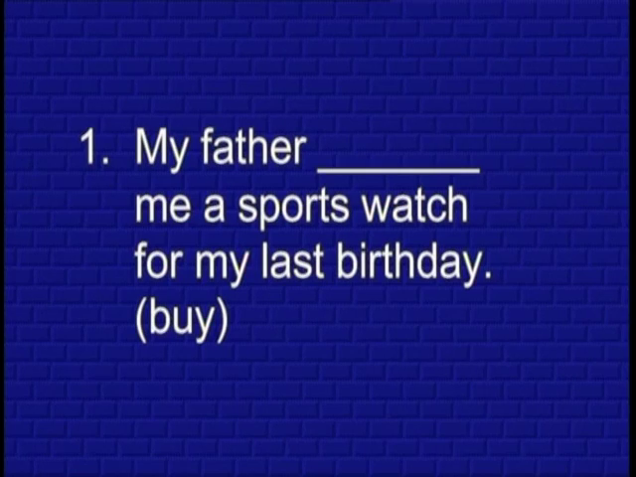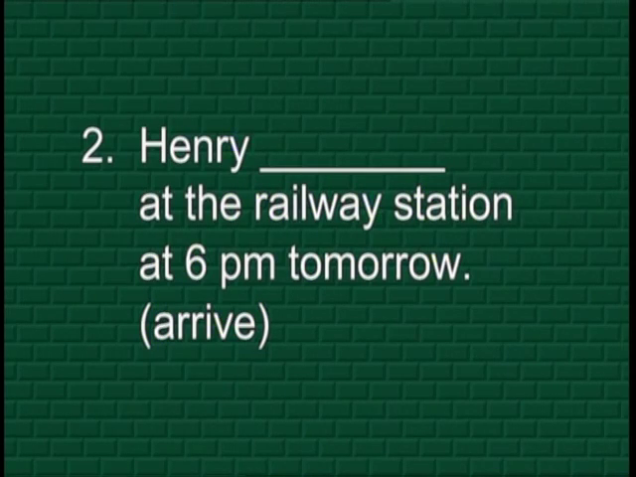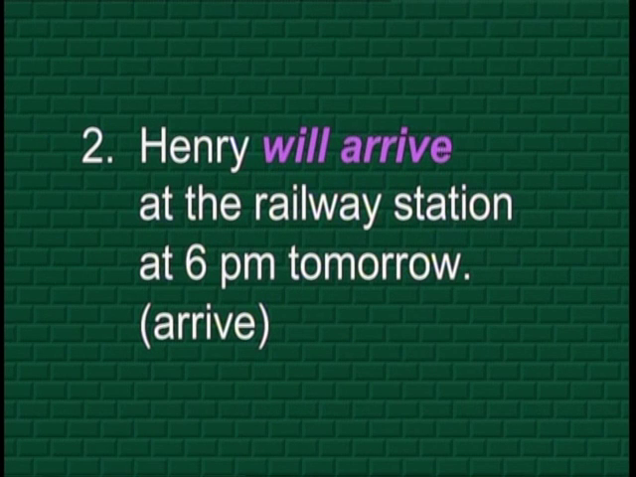Now let's try this exercise using verbs with different tenses. My father, blank, me a sports watch for my last birthday. My father bought me a sports watch for my last birthday. Henry, blank, at the railway station at 6 p.m. tomorrow. Henry will arrive at the railway station at 6 p.m. tomorrow.